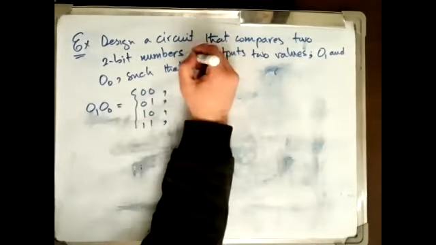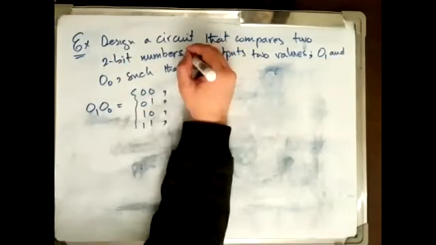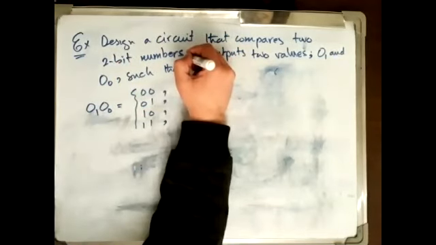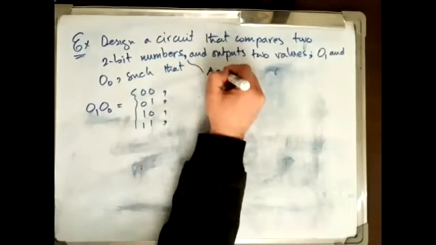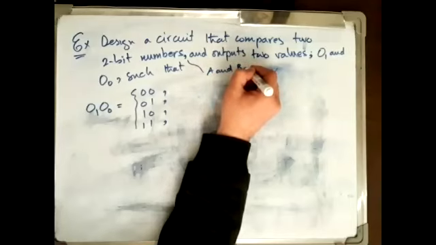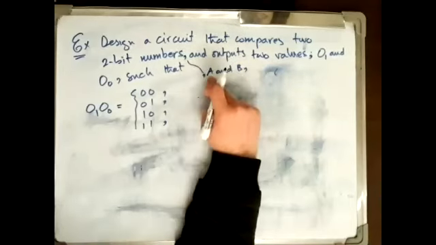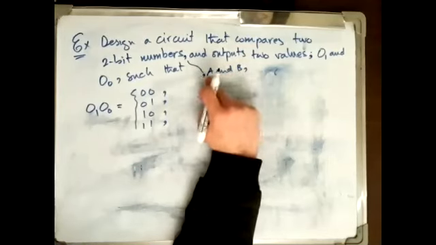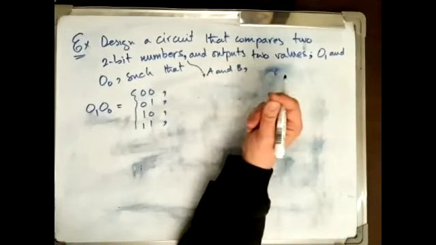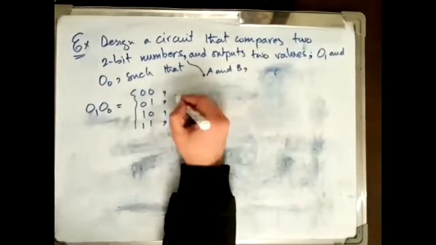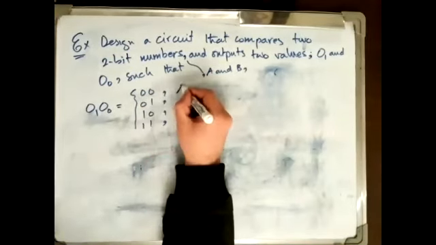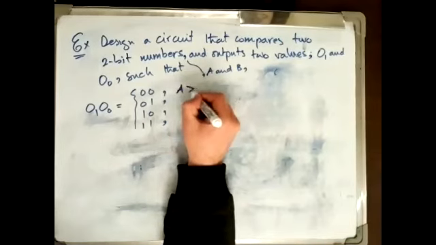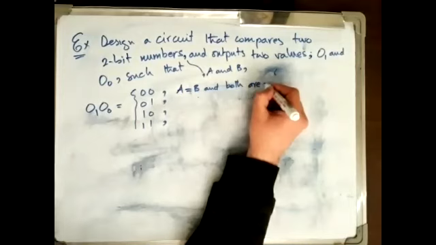And sorry, I forgot to put this. Two 2-bit numbers. Let's call them A and B. So we have two 2-bit numbers. The first number is called A, the second number is called B. And each of these two numbers is 2 bits. So what is the output? The output is 0, 0 if A equals B and both are even.